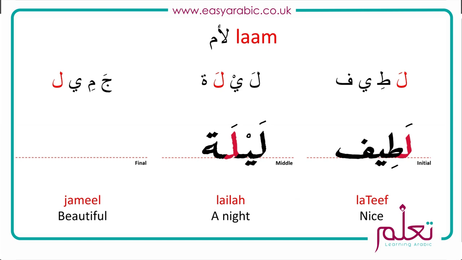Finally, you have the word Jamil, which we've covered before. So, Jim. Then we have the Mim. We have the Ya. Then we have the Lam. Okay, so that's Latif, which is nice. Layla, which is night, or the name of a girl. And Jamil, which is beautiful.